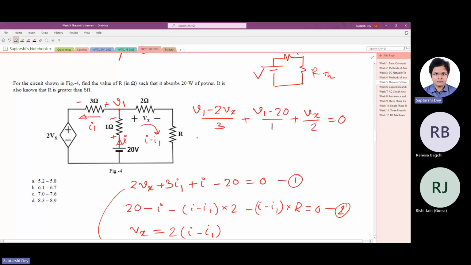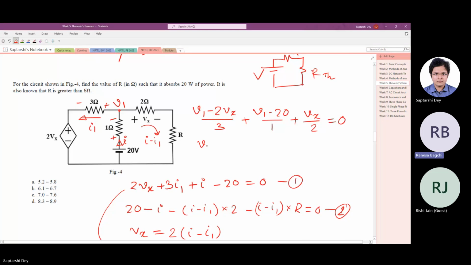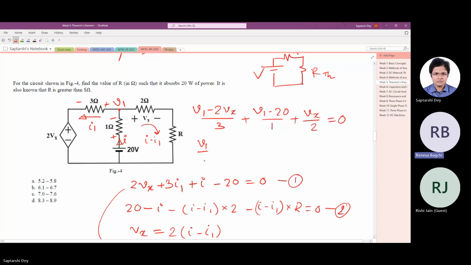Tell the second equation slowly. V1 by 3 minus 2Vx by 3 is equal to 20. Yes, V1 by 3 minus 2Vx by 3 is equal to 20.